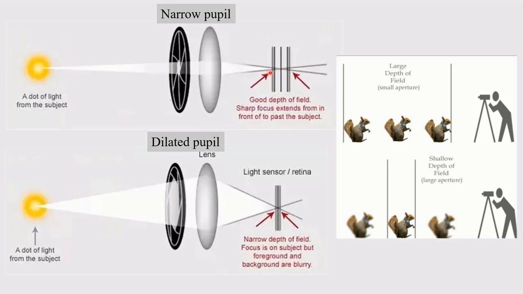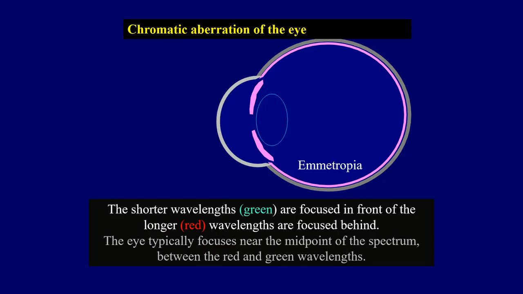You can have an extended part here, while if the pupil is dilated, this zone is limited. So the depth of field is limited and the depth of focus is limited. This is the first factor.